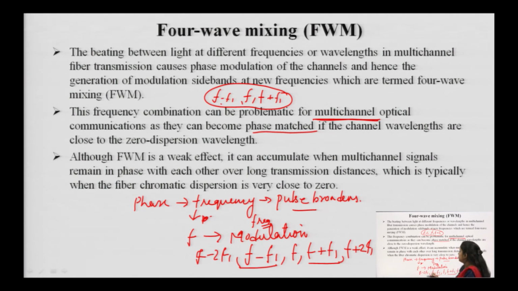Although FWM, that is our 4-wave mixing, is a weak effect, it can accumulate when multi-channel signals remain in phase with each other over long distance transmission. So, we can easily say that these nonlinearities, Kerr nonlinearity, can be reduced by reducing the distance between the input and the output terminals.